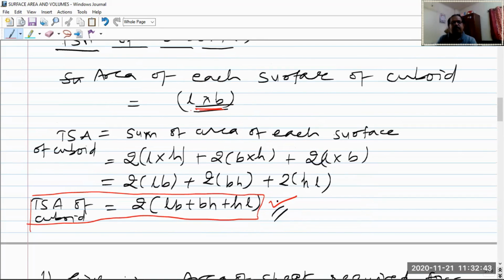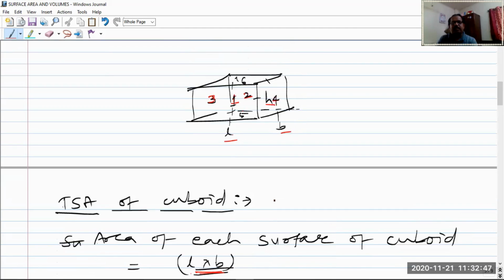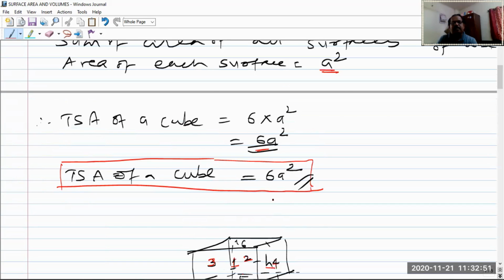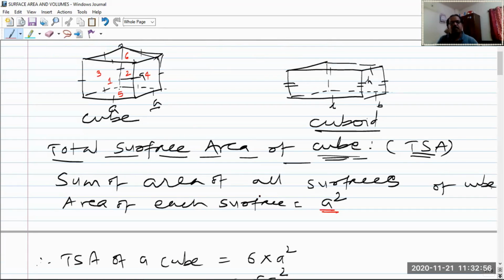Students, we can also find the lateral surface area for cubes and cuboids. What do you mean by lateral surface area? The lateral surface area will be only the sum of the areas of the lateral surfaces. So here, which are the lateral surfaces? The surfaces number 1, 2 and 3, 4. They are the lateral surfaces.